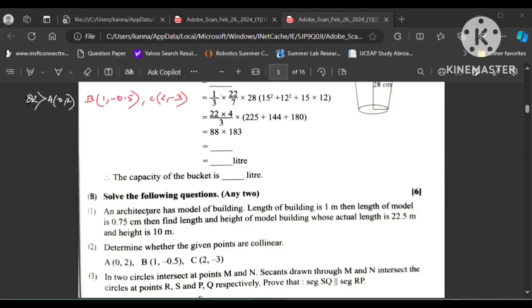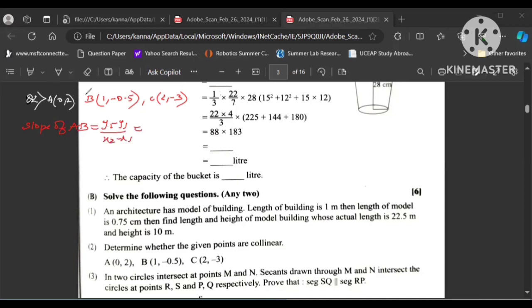Question number 2, children. Determine whether the given points are collinear. Now, A coordinate is (0, 2), B coordinate is (minus 1, minus 0.5), and C coordinate is (2, minus 3). So, how to show whether they are collinear? Very simple, children. You'll find the slope of AB first. Slope of AB equals y2 minus y1 upon x2 minus x1. I hope people know the formula of slope.